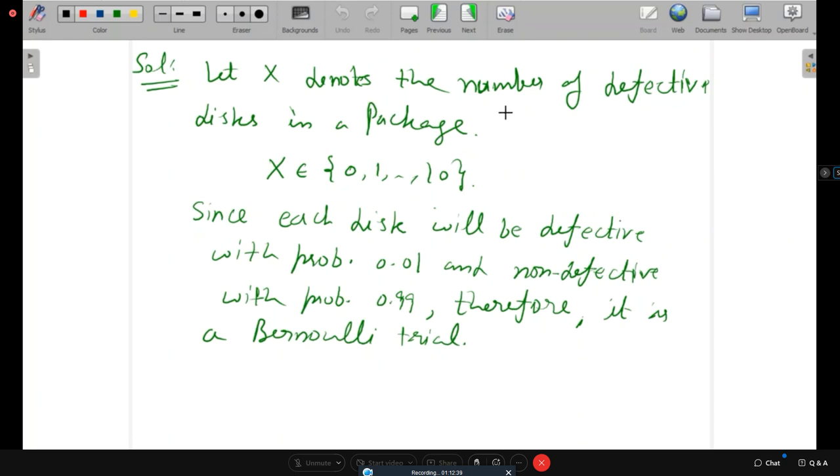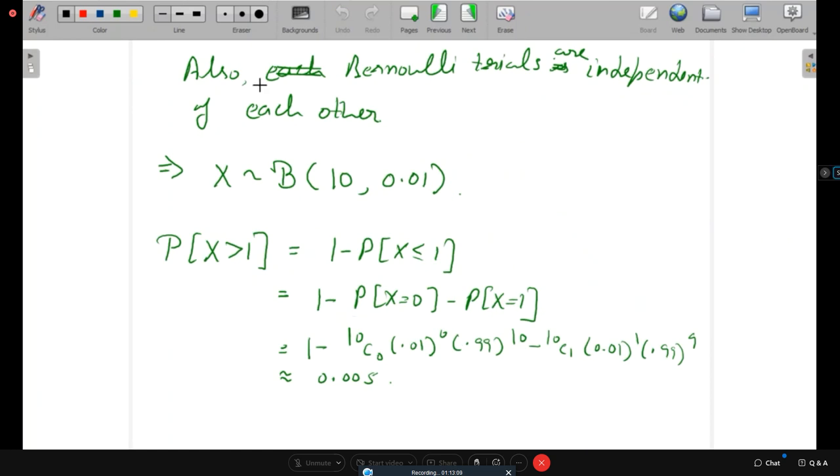Let x denote the number of defective disks in a package. So x can take values 0, 1, 2 and so on up to 10, all values. Since each disk will be defective with probability 0.01 and non-defective with probability 0.99, it is a Bernoulli trial. Also, these Bernoulli trials are independent of each other, because your disks are defective or not defective independently. Therefore x will follow the binomial distribution.